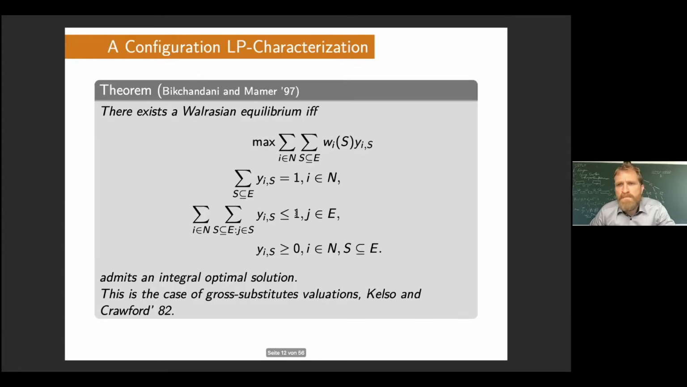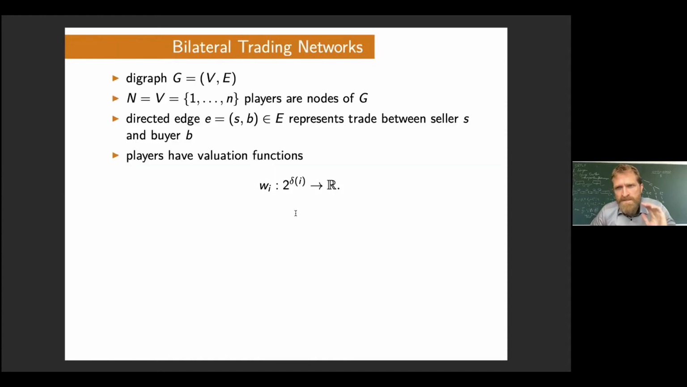Okay, now I slightly switch model. This is the third example I would like to show you. This is denoted bilateral trade. It's very similar to the auction setting, yet it has a slightly different flavor. So the input is a directed graph, and now the players are in fact the vertices of that graph.